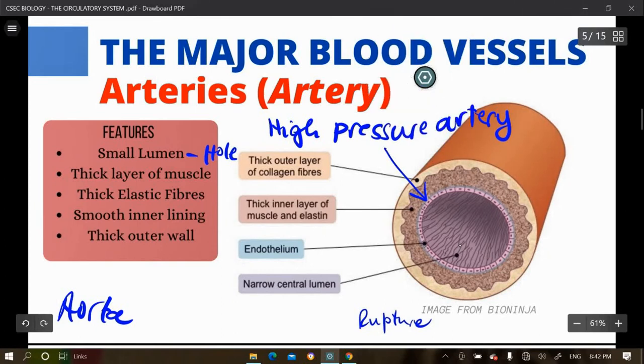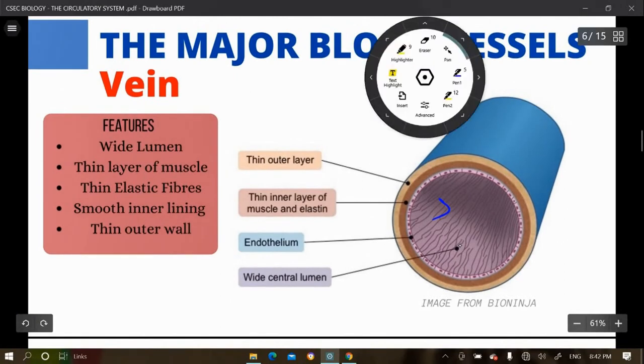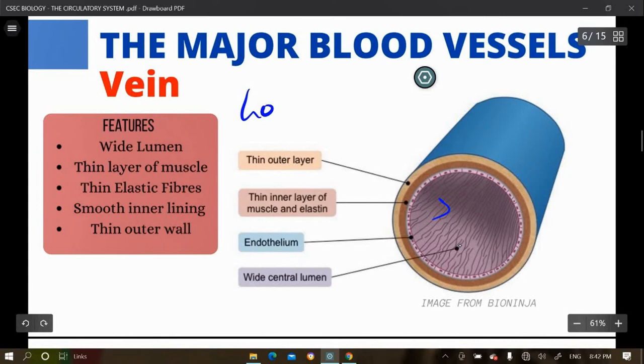Now, a vein is basically the opposite. The vein has a wide lumen, and the blood is pumped at low pressure in veins, right?